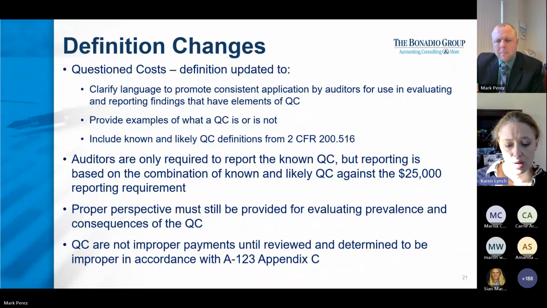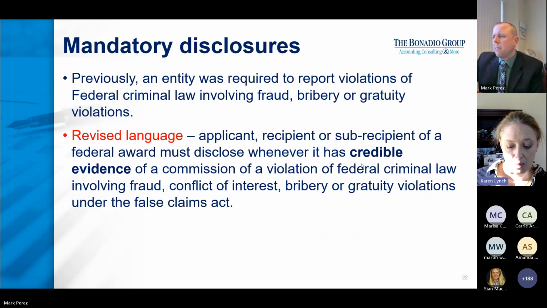And then mandatory disclosures. Again, 2014, when the language changed, there was a specific change relating to reporting fraud, bribery, gratuity violations. This was a big change that came out in 2014. And it's in our engagement letters, it's in your audit opinions, it's constantly being discussed. But this is a big change.